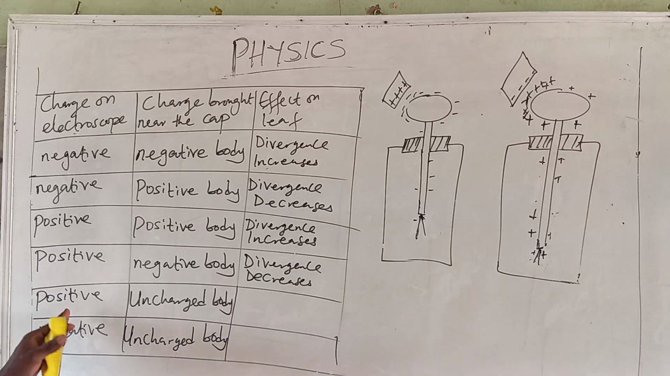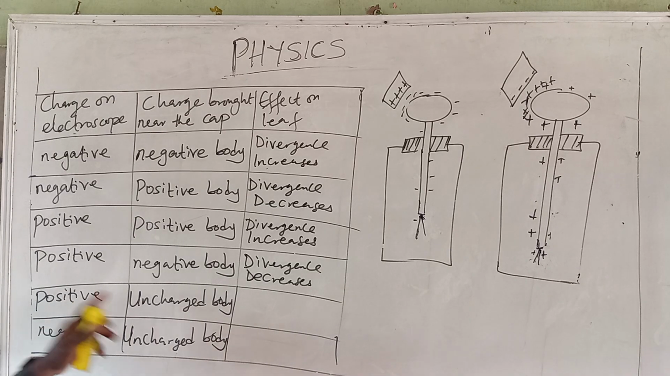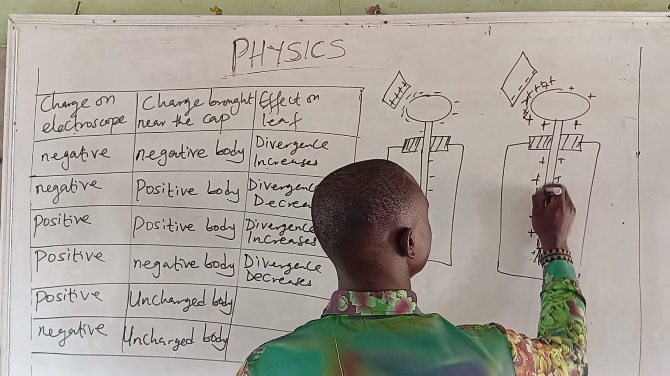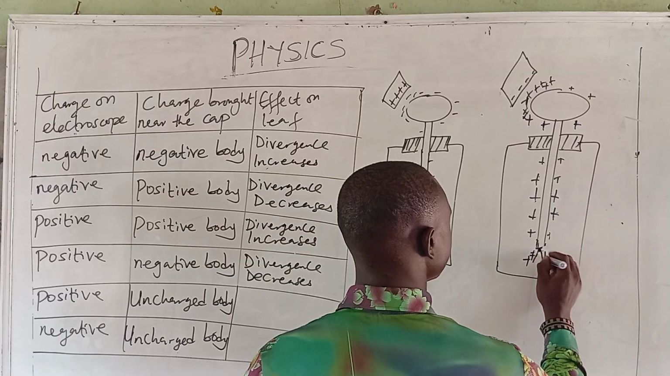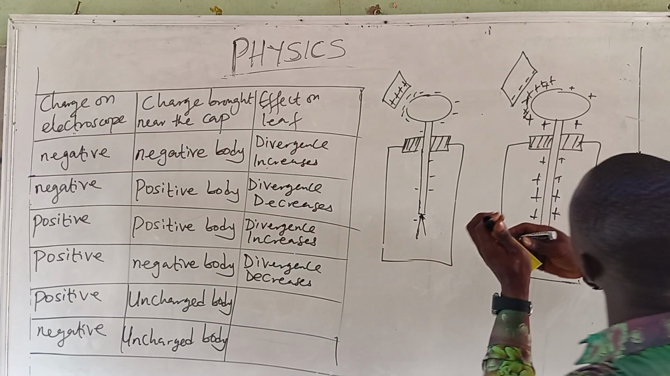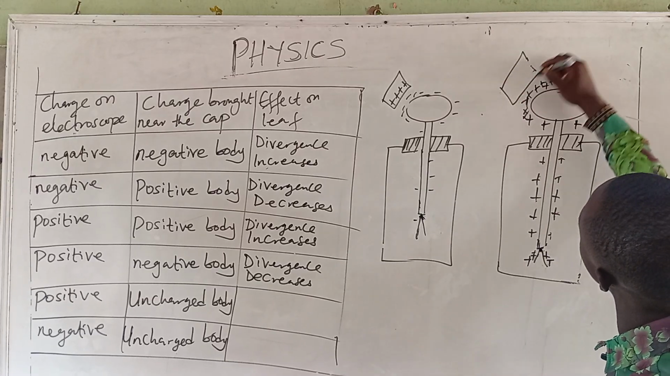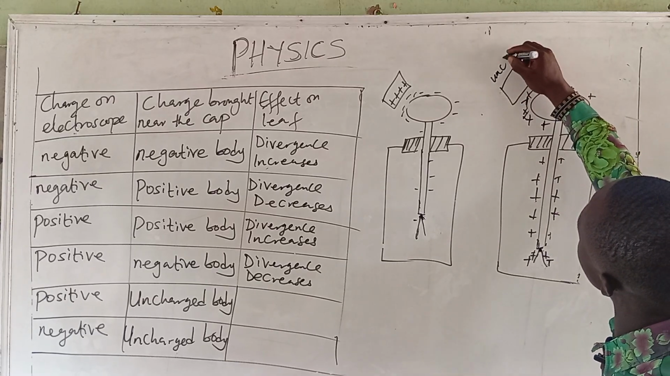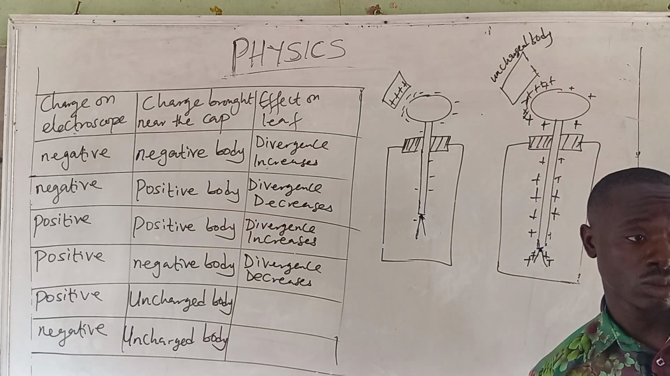Now, the next column, the gold leaf is positively charged. You now bring an uncharged body close. The gold leaf is positively charged. You now bring an uncharged body. This uncharged body, there's no charge.